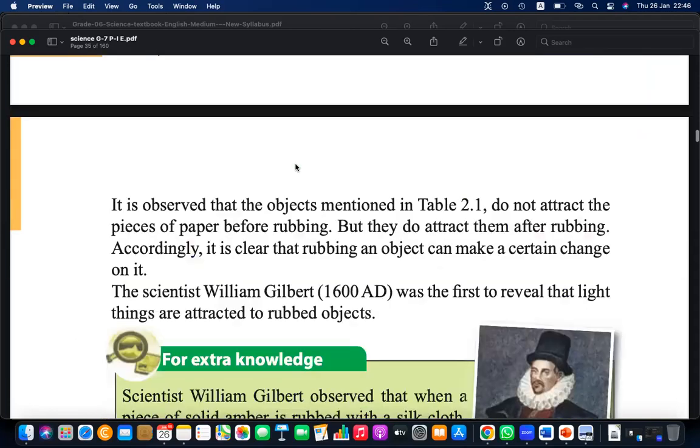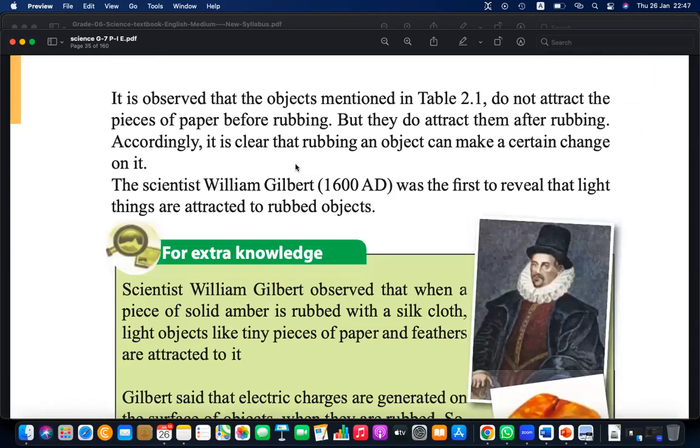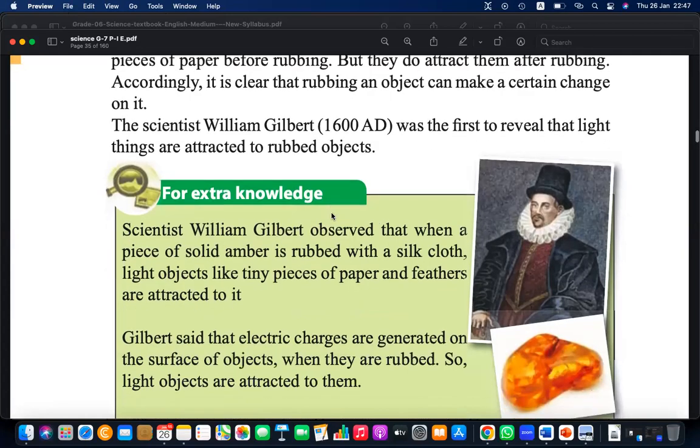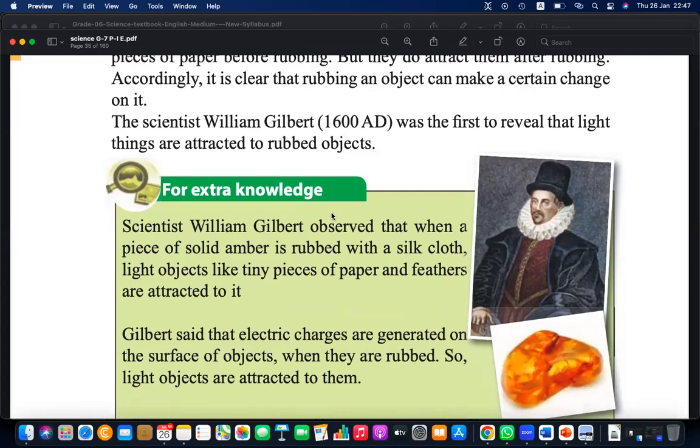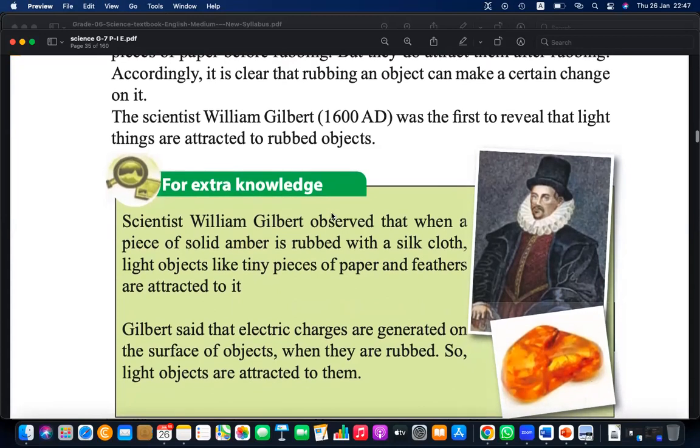Okay, how does this really happen? The first person to explain static electricity was the scientist William Gilbert in 1600. It's not 19, it is 1600 AD, so in ancient history, more than 400 years ago. He was explaining his observation.